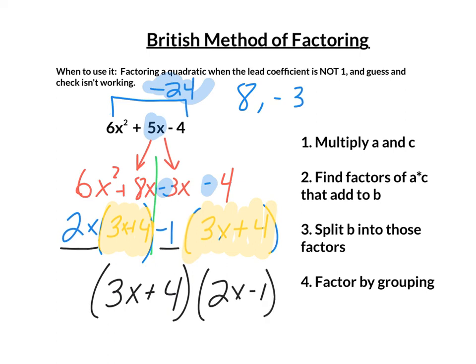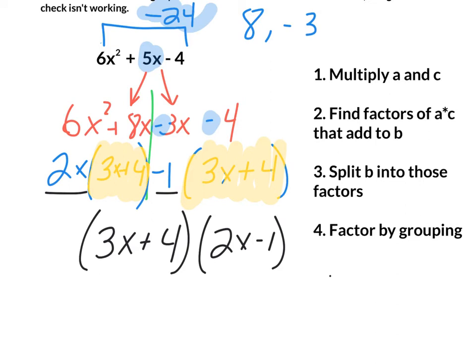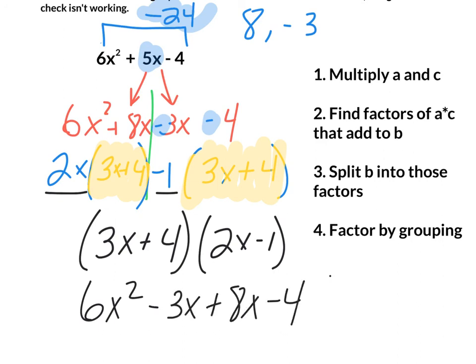I can check my work. I can multiply this out. I'd be left with 6x squared minus 3x plus 8x minus 4, which seems pretty familiar. Once I simplify, I would get back to where I started. Great.